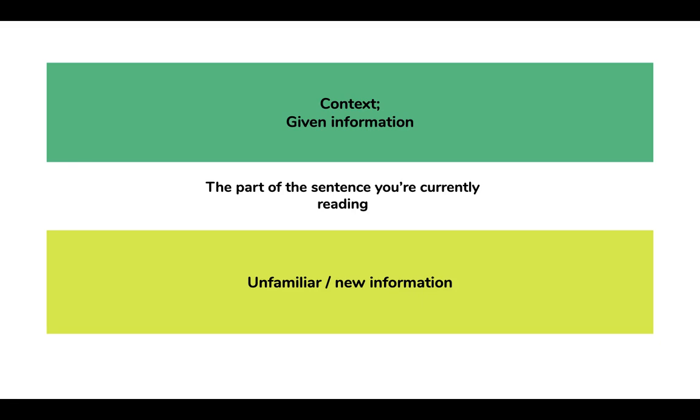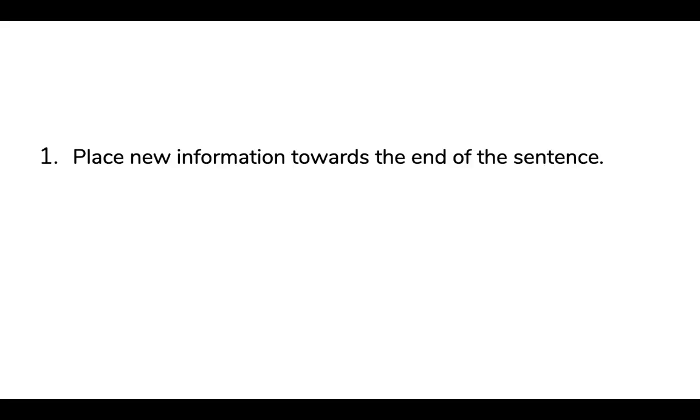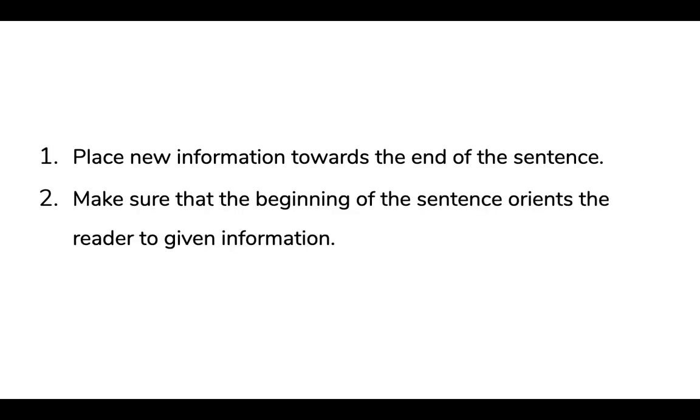And if we think about the sentence we're reading, it's then logical that information at the beginning of the sentence is going to be more likely to be given information, whereas information at the end of the sentence, which we have not read yet, is more likely to be new information. And this leads us to a simple principle, namely that we should place new information towards the end of the sentence. This is the end focus principle. And a corollary of this is that we should make sure that the beginning of the sentence orients the reader to given information or information which we already understand.